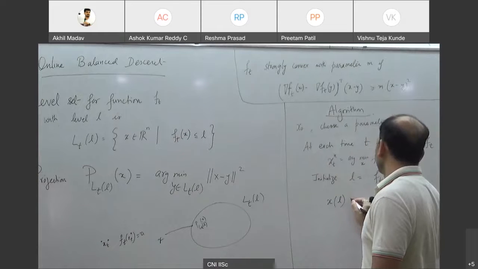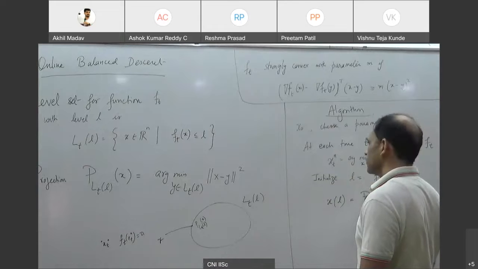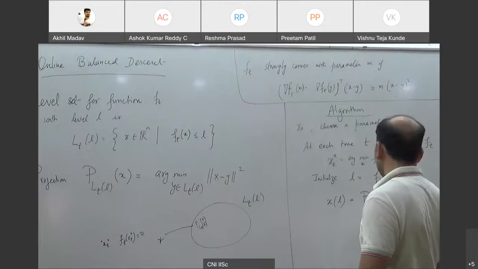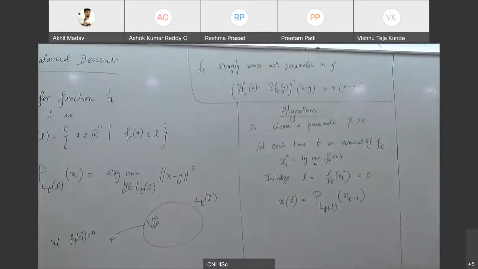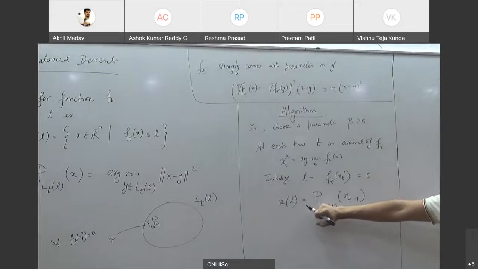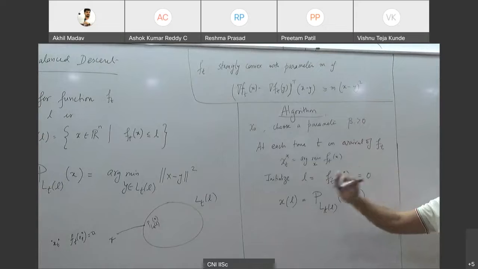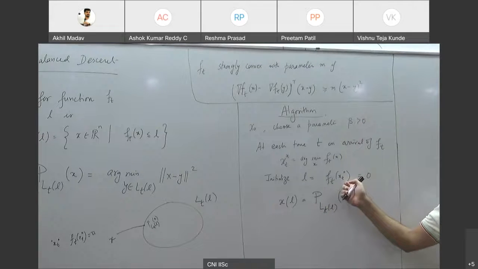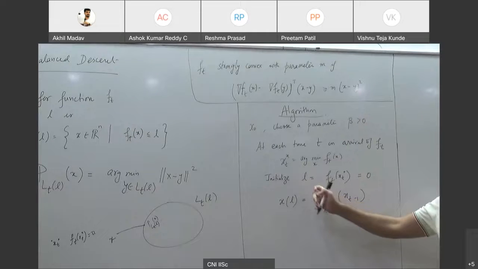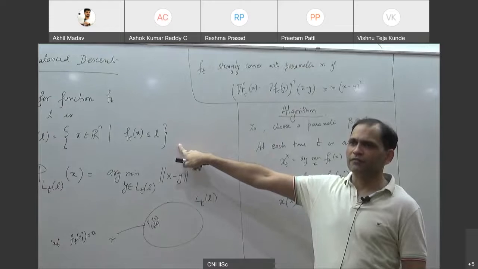X of L is going to be the projection of XT minus 1 on the level set. You will understand what this means. Taking the current point where I am, and then the projection onto this level set with level L equal to 0, which is a single term. Think about it. This level set is nothing but a single term, because FT of XT star is 0, so L is 0. And for L equal to 0, it is a single term because of my strong convexity.